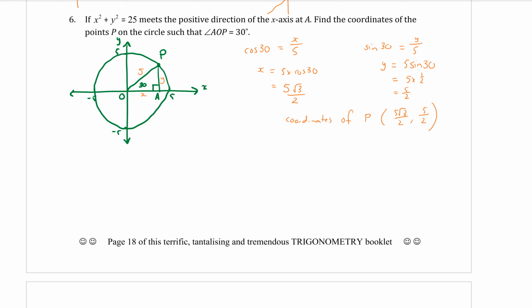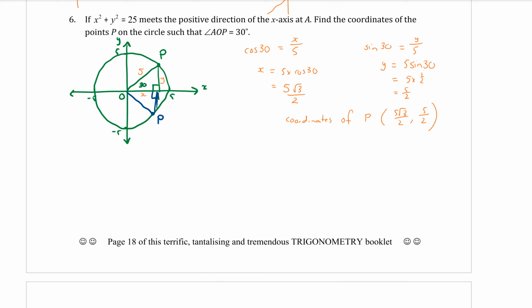However, the question said my angle had to be meeting my x-axis in the positive direction, but it did not say that it had to be above the axis. It could have been a ray 30 degrees below. So there's actually a second option as to where that point could have been. So to be thorough, we have to consider this one as well. So down here, that could have been the point P. And I would do the same thing. I make my right angle triangle.